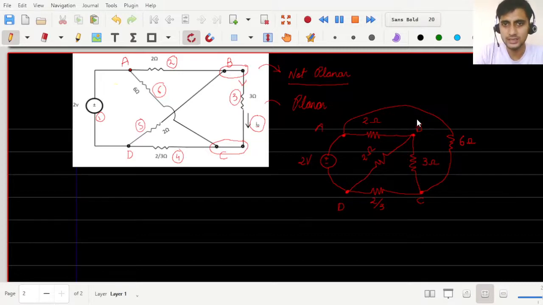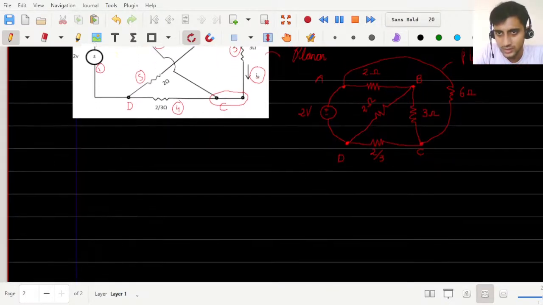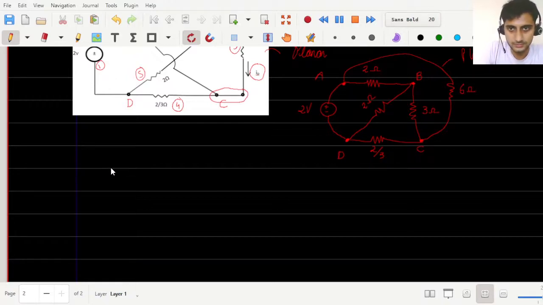Now this circuit, I can say, is a planar circuit. This is a planar circuit or a planar network. And I can apply mesh and node analysis on a planar network. Fine. So we can redraw this so that it looks pretty good.